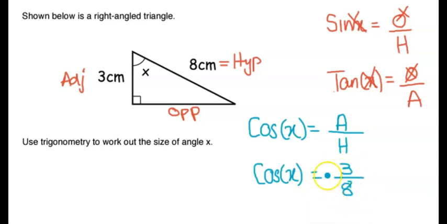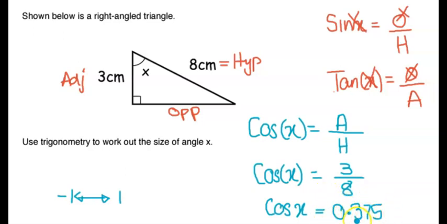You can put that in a calculator. That is going to give you cos x. The value you will get should be less than 1 and more than minus 1. If it's more than 1 or less than minus 1, it means you have made a mistake. So cos x should be between minus 1 and 1. So 3 over 8, anyone got an answer for 3 over 8? 0.375? Yeah. Now you got cos x.